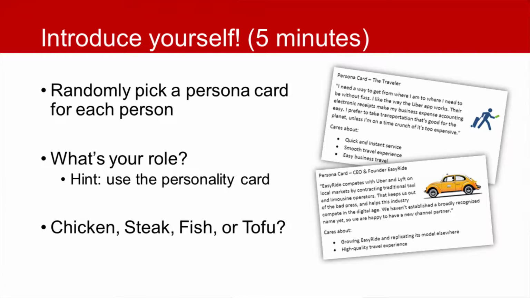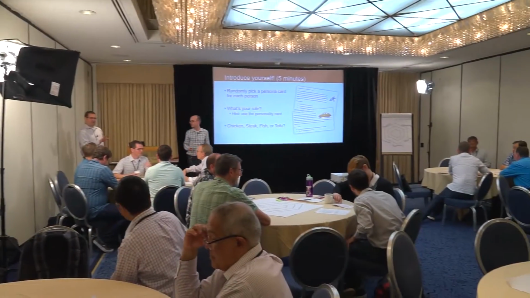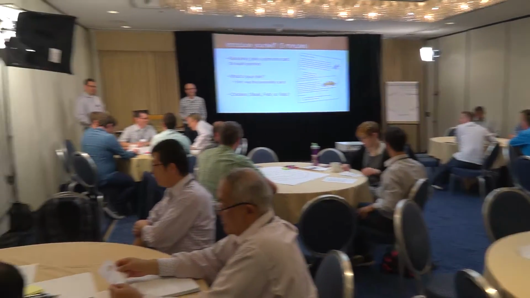Once you have each gotten a card, your first assignment will be to briefly introduce each other. Explain to the rest of the team what your role is according to the card. I think one of you has to share. Take 5 minutes. The clock starts now. Take 5 minutes to introduce yourselves and your roles.